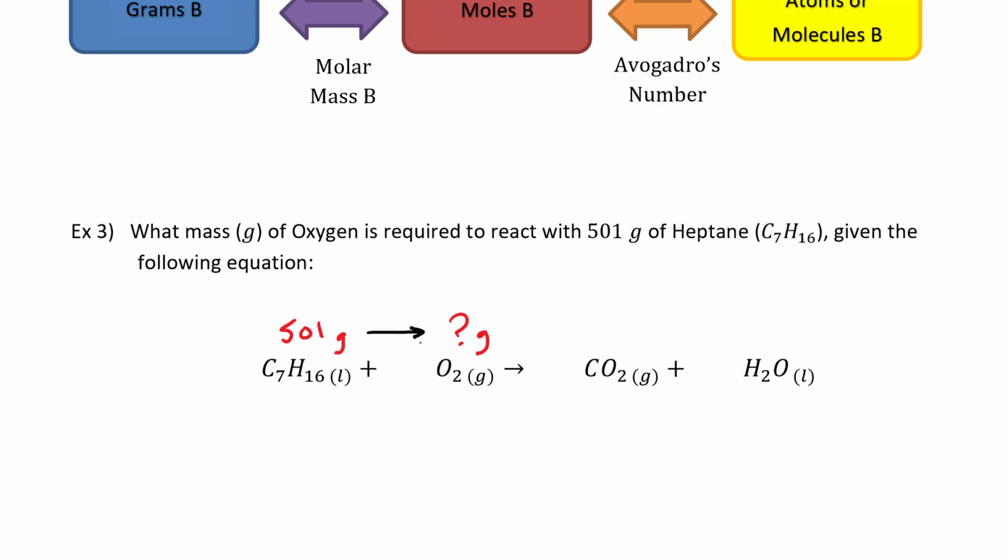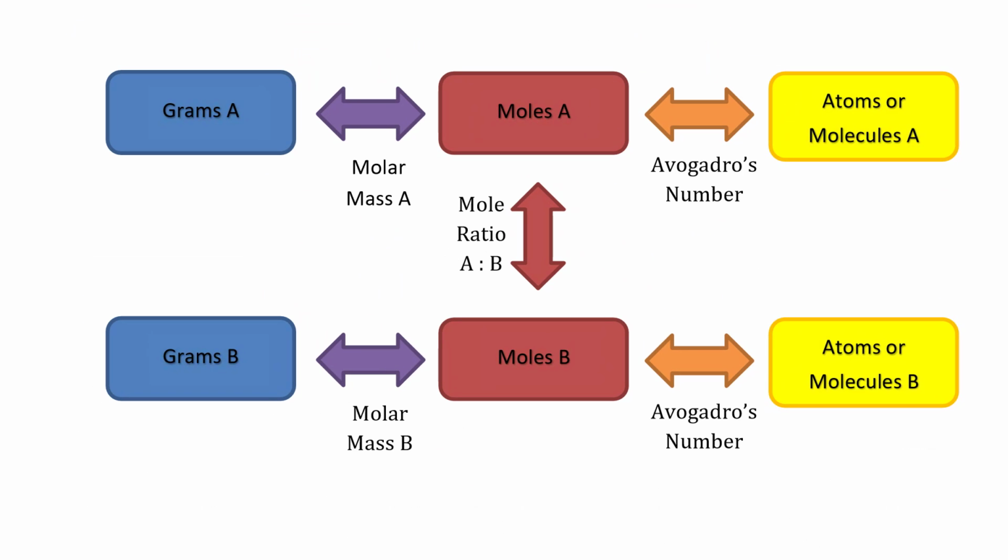Now we can't directly switch between the two. What we have to do is use the mole bridge. So we'll go from grams of heptane to moles of heptane, and then we'll go across the mole bridge to find out the number of moles of oxygen, and finally we'll convert to the grams of oxygen. Again, let's write that out here. So here we have our heptane, where I'm starting from, 501 grams, and where I want to end up is number of grams of oxygen.